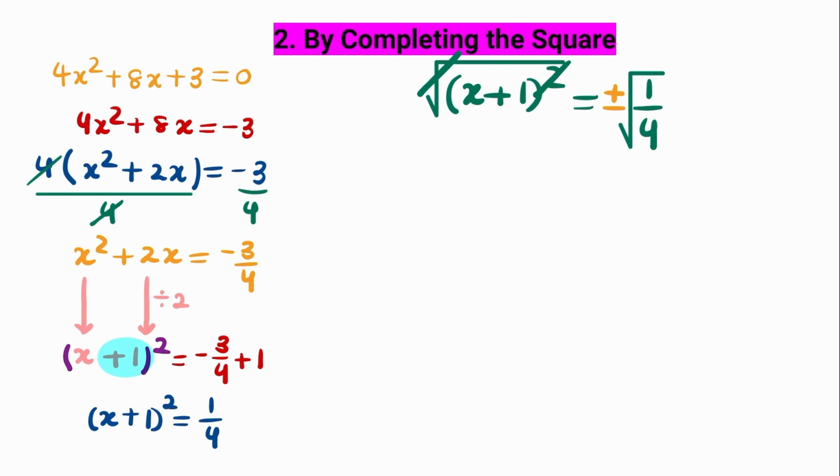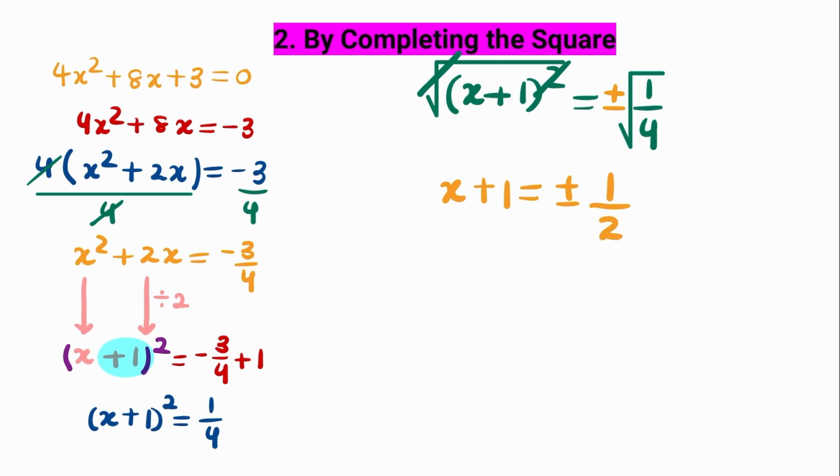So what's remaining here? x plus 1 is equal to plus or minus. We can take the square root of 1 over 4 by taking the square root of the numerator and denominator separately. What is the square root of the numerator? 1. The square root of 1 is 1. And what is the square root of the denominator? 4. The square root of 4 is 2, because 2 times 2 is equal to 4.